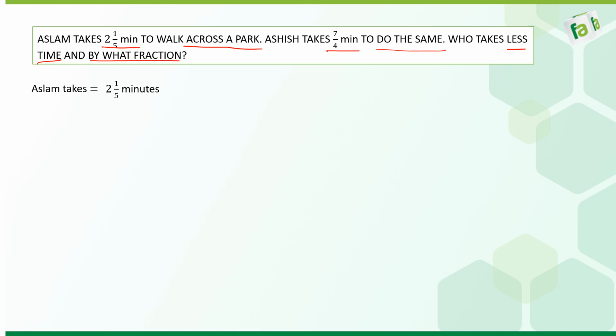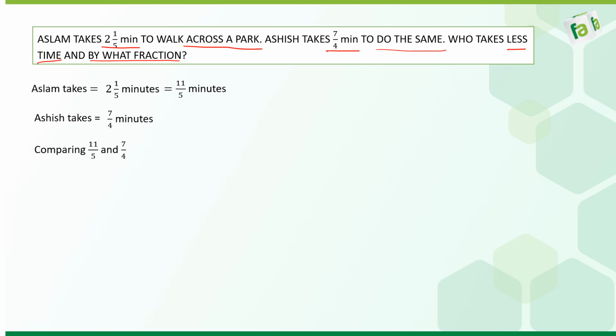Let's change this fraction to an improper fraction first. So, what will we have here? Yes, 11 by 5 minutes. How much time does Ashish take? Ashish takes 7 by 4 minutes. To know who takes less time to walk across the park, we need to compare 11 by 5 and 7 by 4. So, how do we do that?